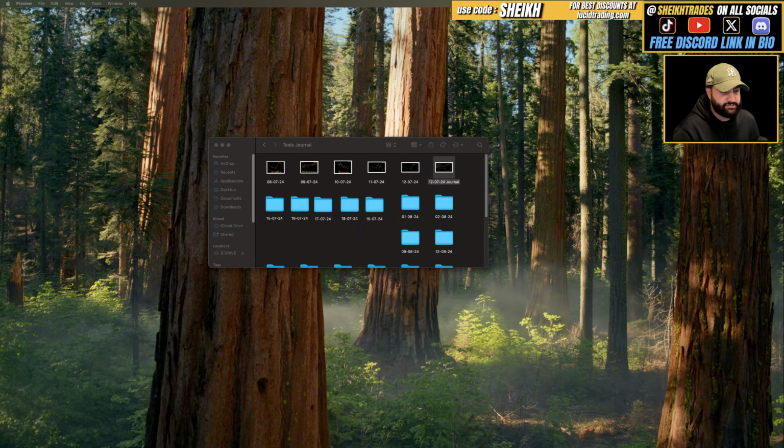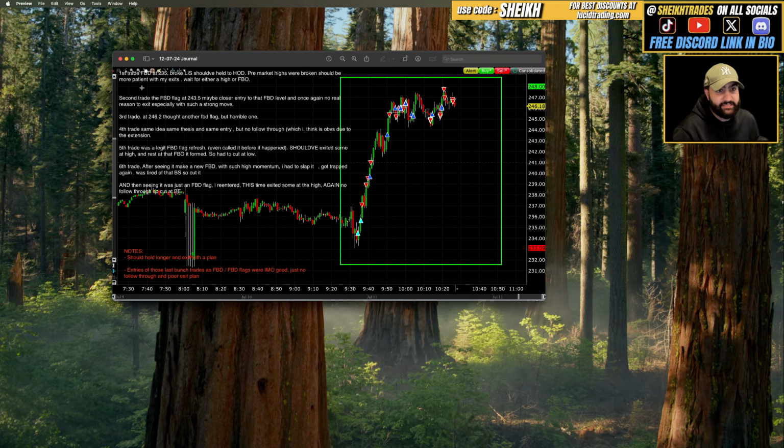And as you could see, this is how I annotate. First trade: FBD, field breakdown. I'll get into what an FBD is. I'll get into my strategies as I promised, but not now, not in this session. Broke line in sand. What is the line in sand? We'll get into that. Held to high of day. Pre-market highs were broken. Should be more patient with my exit.